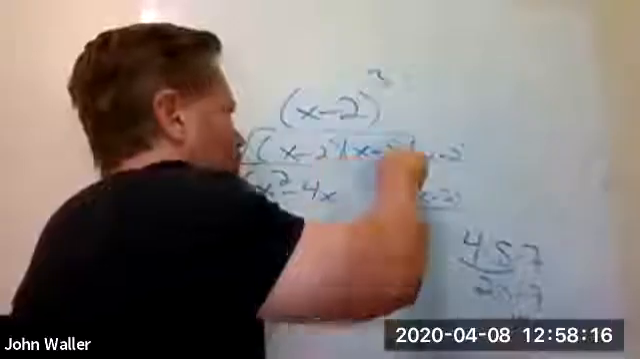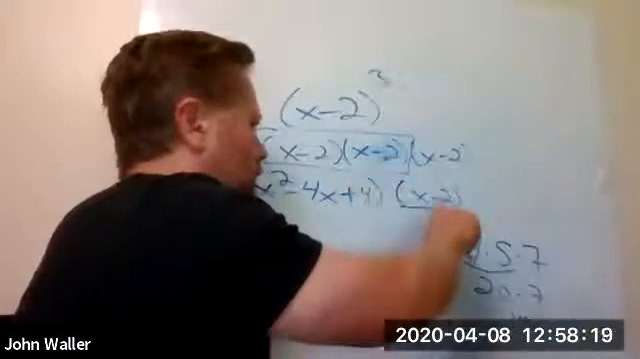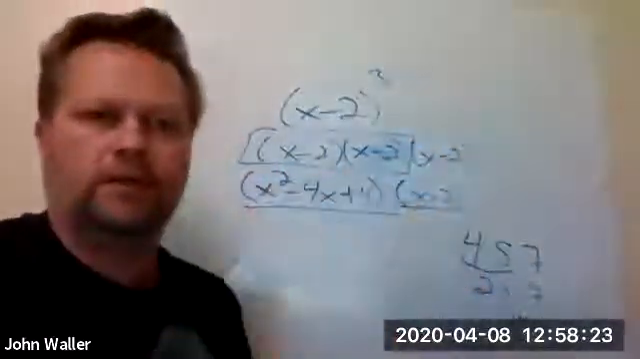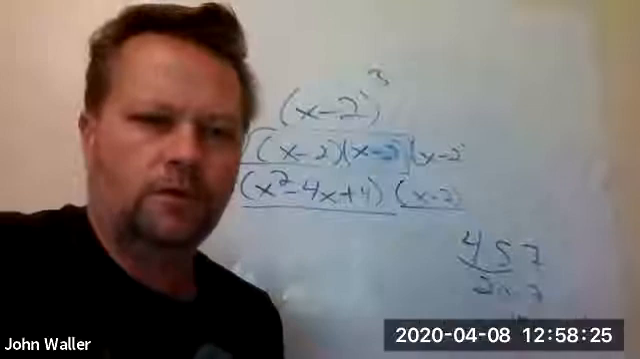And then negative 2 times negative 2 is plus 4. So I am multiplying this guy by this whole thing. So they each have to still be in parentheses.